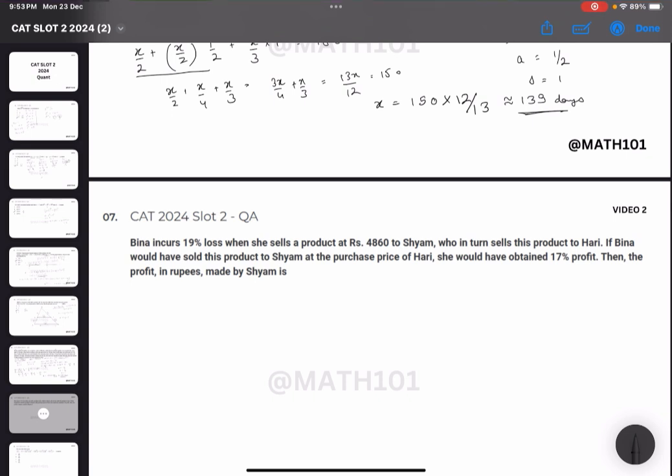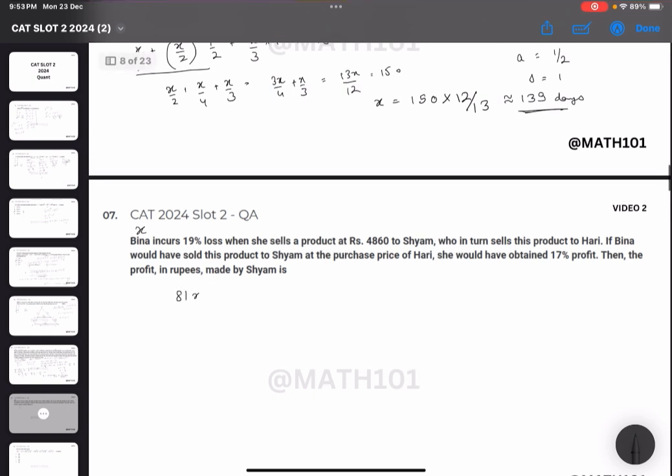Beena incurs 19% loss when she sells the product at 48.60 rupees to Sham. So let x be the price at which Beena bought the product. So 81x by 100 is the price she sold it for, which is 48.60, which implies x is equal to 6000.